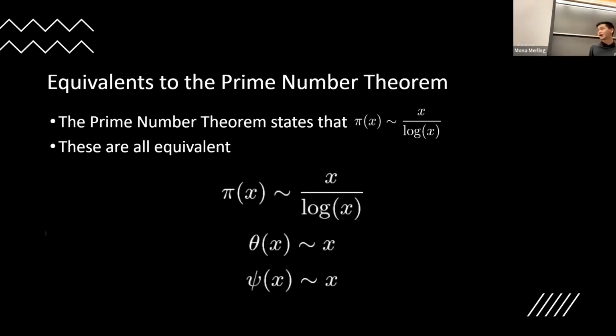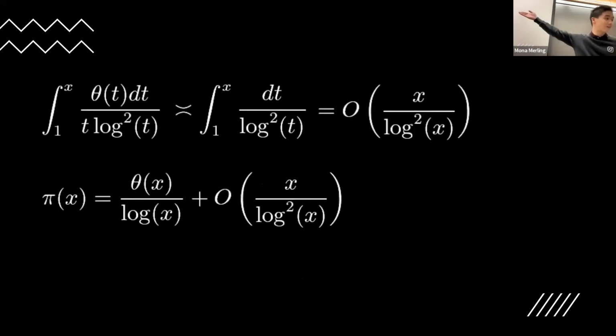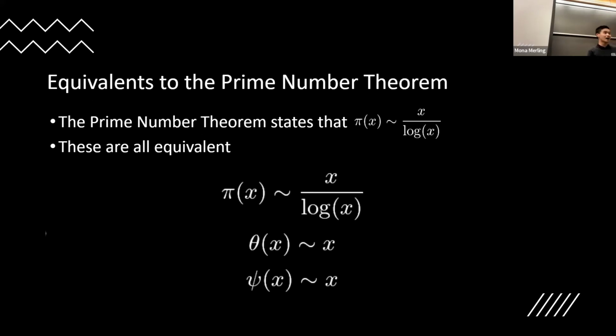The prime number theorem, if you don't know, states that the counting function for primes is asymptotically equivalent to x over log x, which means that if we take the limit as x approaches infinity of pi of x over x over log x, it should equal 1. And because of what we found before, how theta of x is asymptotically equal to psi of x, we can also rewrite pi of x in a way. This shows that the prime number theorem is equivalent to stating that theta of x is asymptotically equivalent to x, and psi of x is asymptotically equivalent to x.